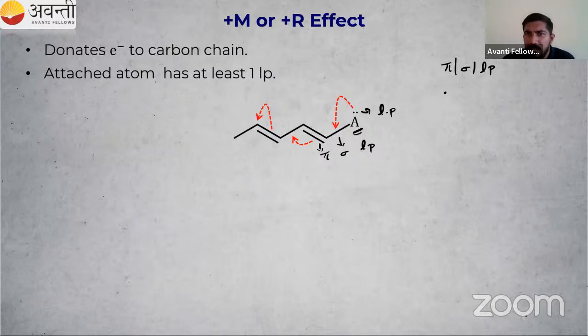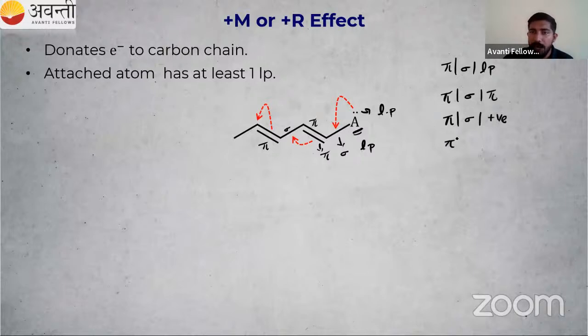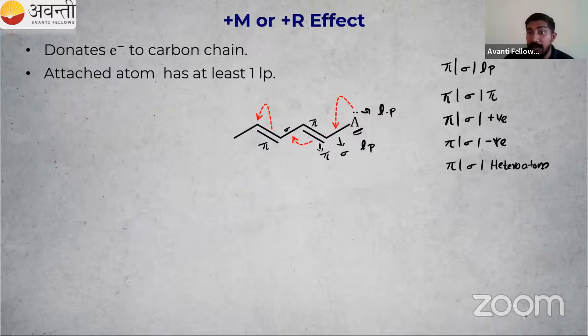What are the other conditions? If there is pi, sigma, pi, then also resonance is possible. Look here: we have pi, sigma, pi. So how to identify resonance? Pi, sigma, lone pair: resonance. Pi, sigma, pi: resonance. There are other conditions also. We have discussed that pi, sigma, positive charge gives resonance, and pi, sigma, negative charge is also a chance for resonance. Then pi, sigma, heteroatom like oxygen or nitrogen, which have lone pairs and completed octets, right? So these are the different possibilities for resonance.